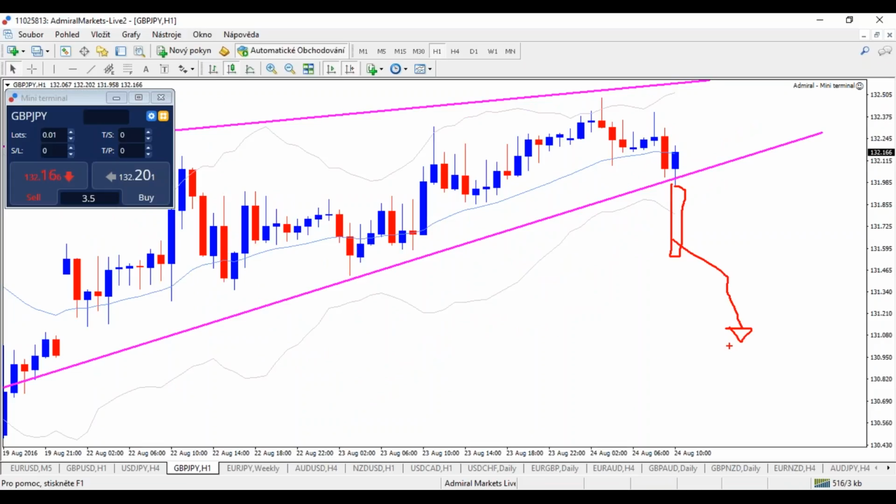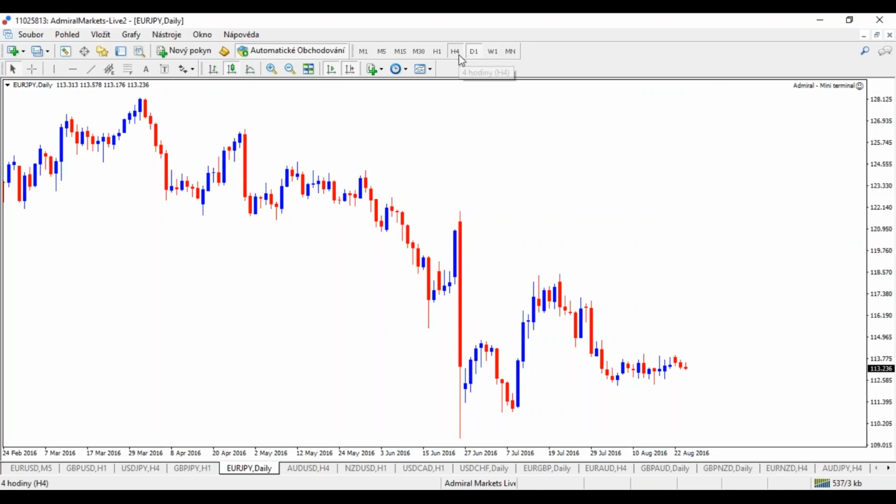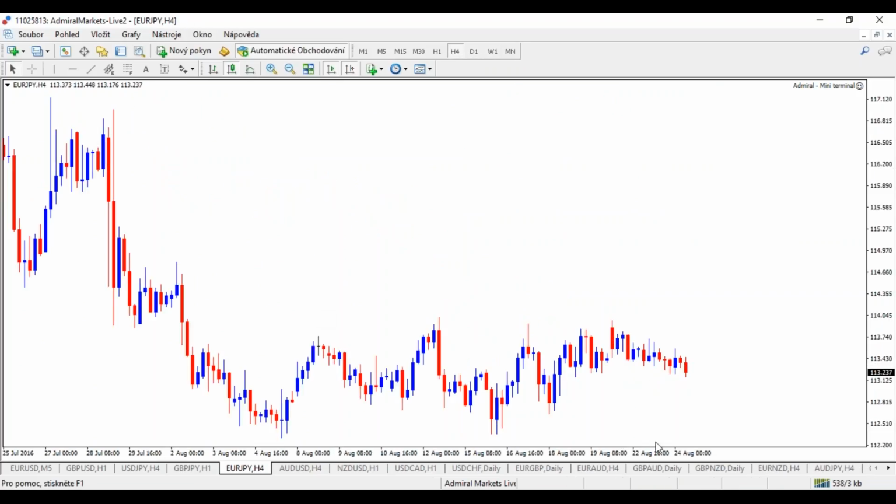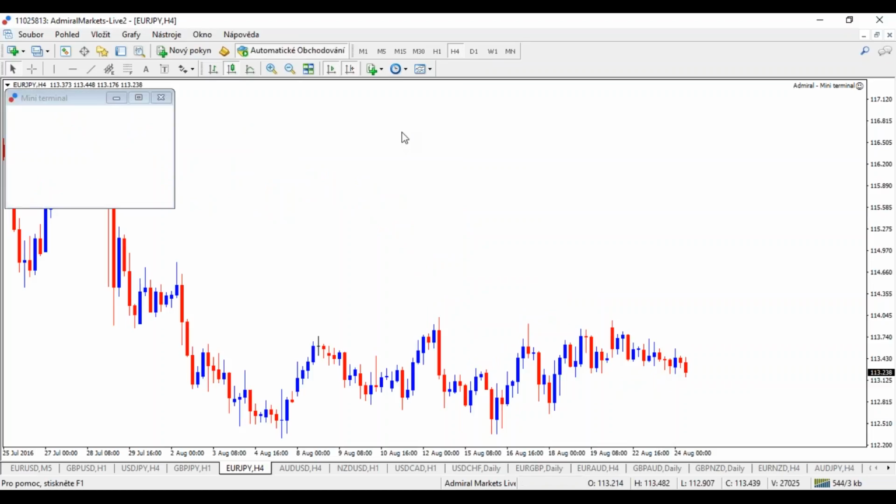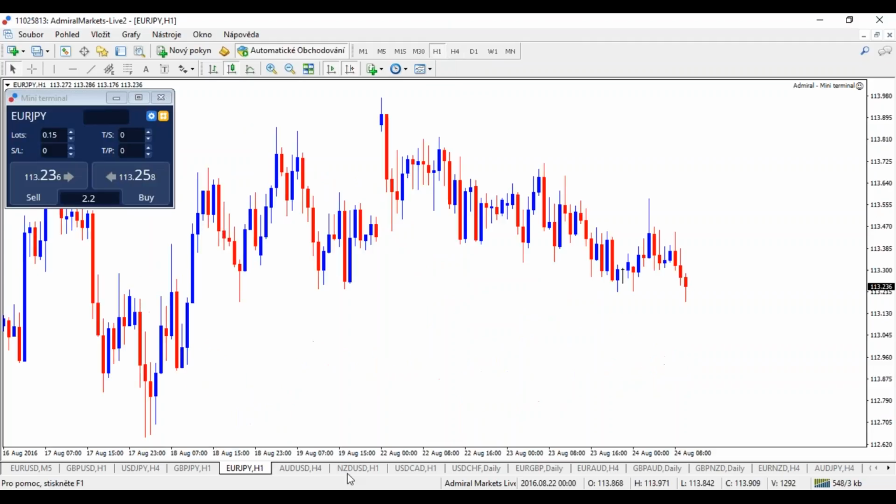Euro yen is not interesting to me. Way too flat. And it's flat within flat. It's flat within flat within flat. So no, I'm going to skip that one. What else can we look at?